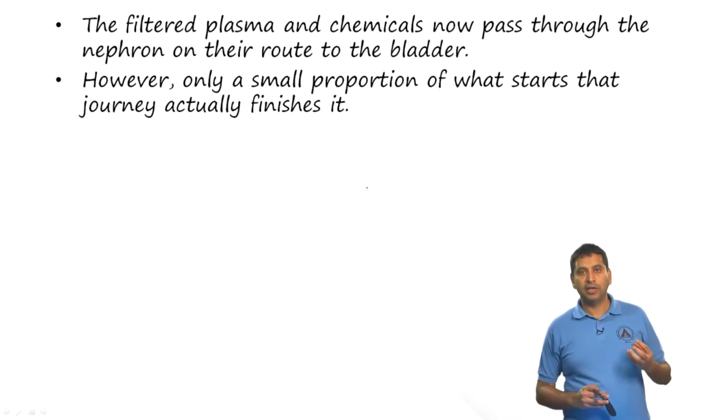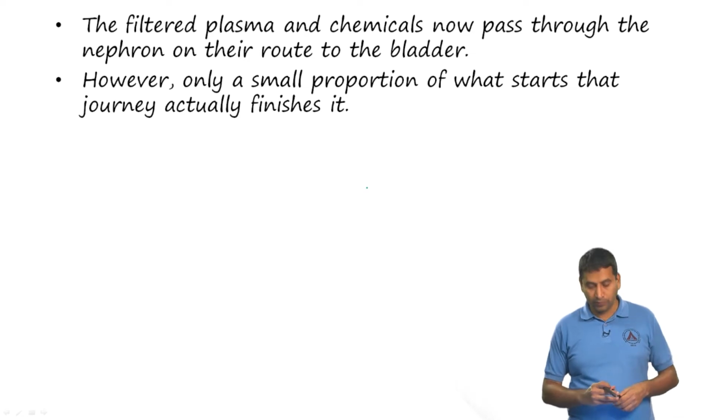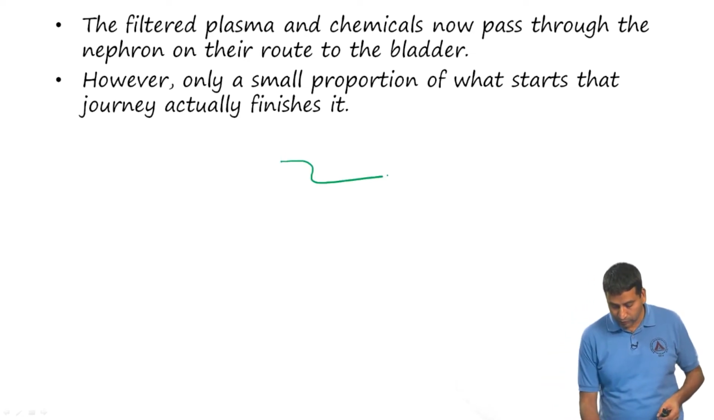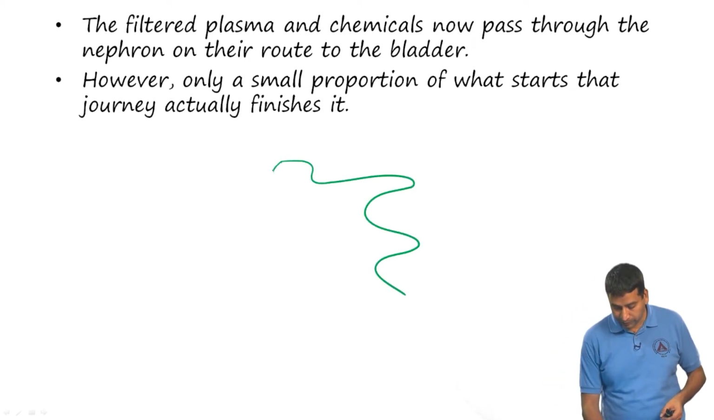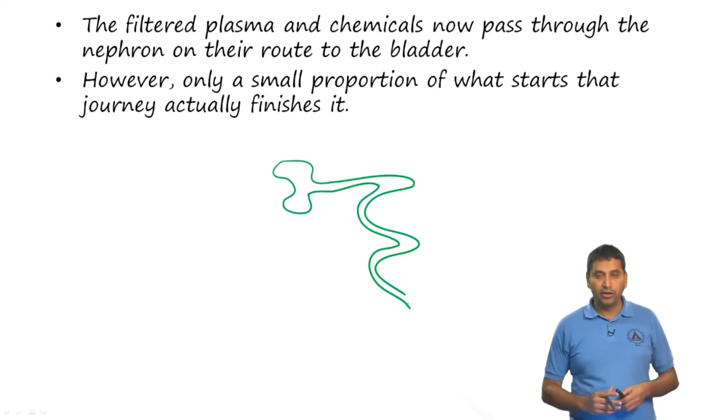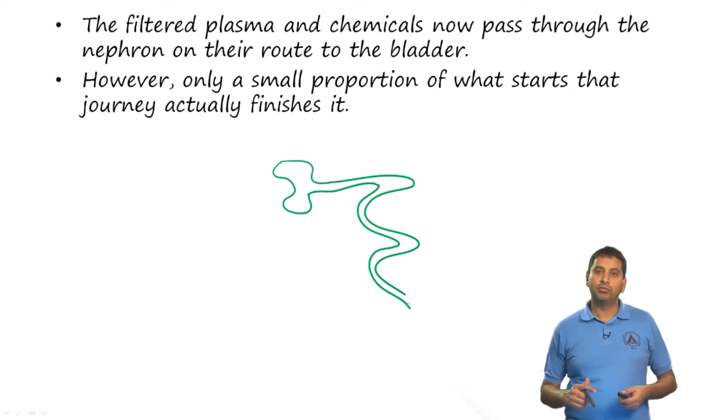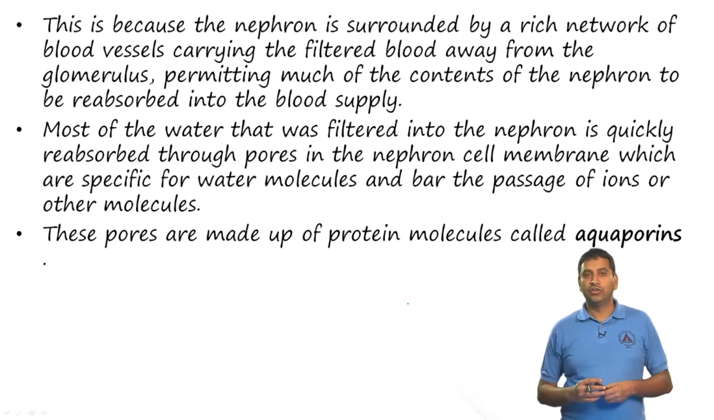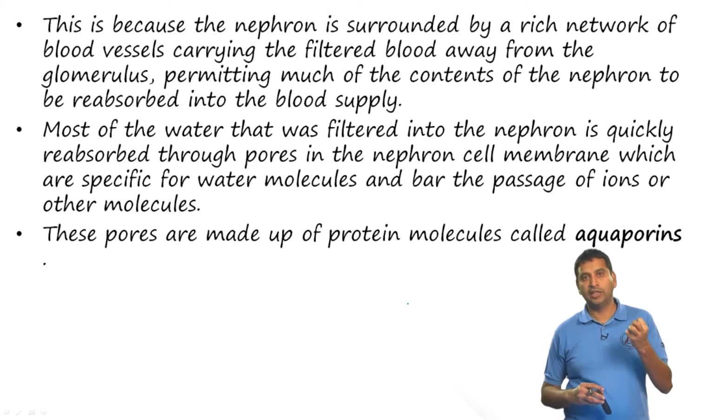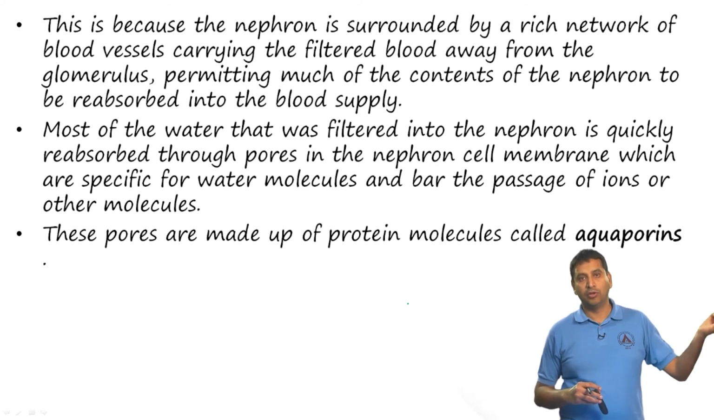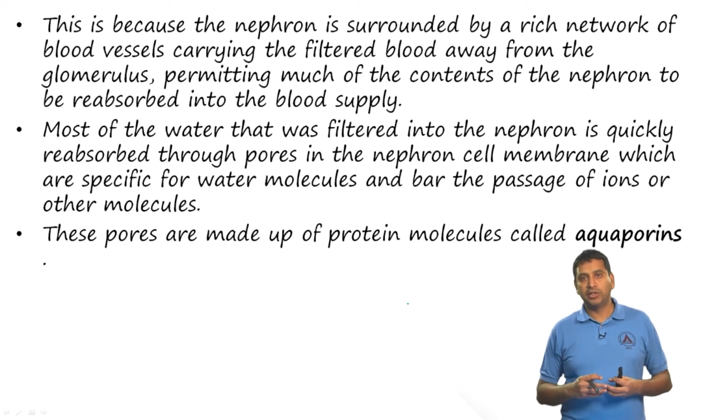So, the filtered plasma and chemicals now pass through the nephron, and we have already looked at the structure of the nephron. Nephron is something like this, right, and here this is where the second process of purification occurs. So, only a small proportion of what starts this journey actually finishes it, right. This is because the nephron is surrounded by a rich network of blood vessels carrying the filtered blood away from the glomerulus. Okay. So, this permits the contents of the nephron to be reabsorbed into the blood supply.